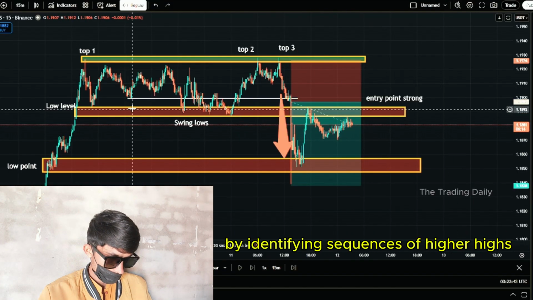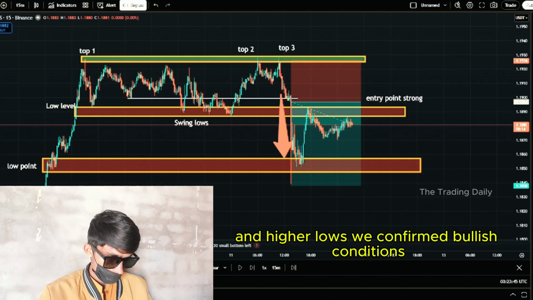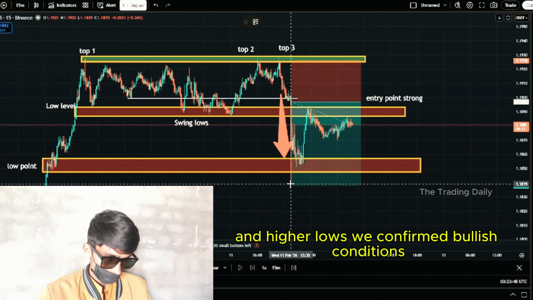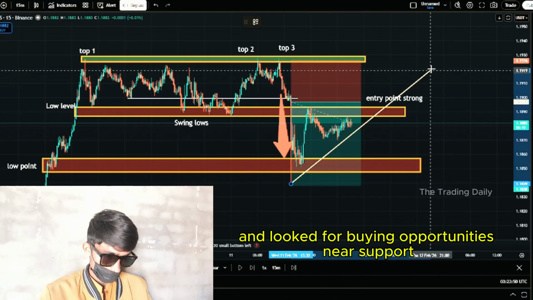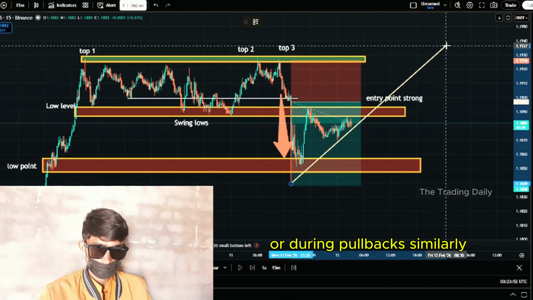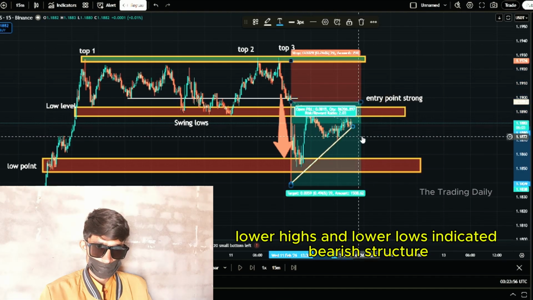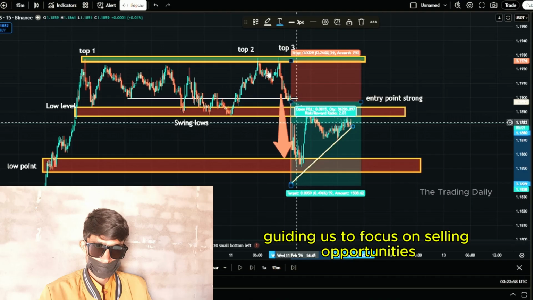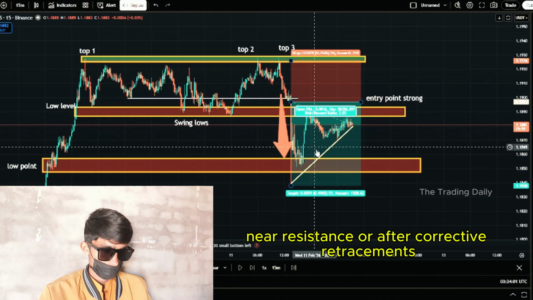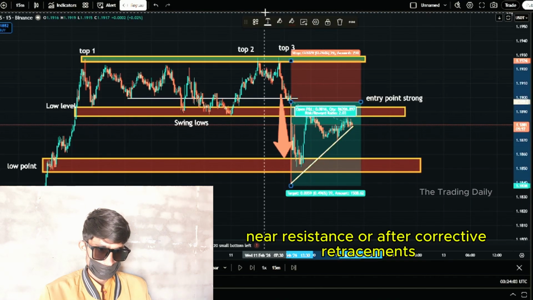By identifying sequences of higher highs and higher lows, we confirmed bullish conditions and looked for buying opportunities near support or during pullbacks. Similarly, lower highs and lower lows indicated bearish structure, guiding us to focus on selling opportunities near resistance or after corrective retracements.